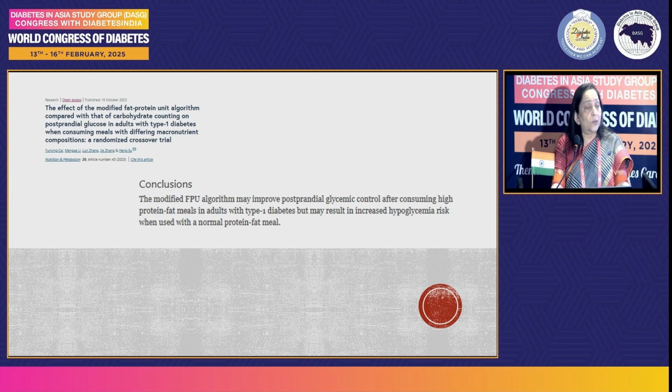The conclusion of this study was that the modification of the fat protein unit algorithm may improve postprandial glycemic control after consuming a high protein fat meal in adults with type 1 diabetes, but may result in increased hypoglycemia risk when used with a normal fat meal. You cannot use it in a normal fat and protein diet.